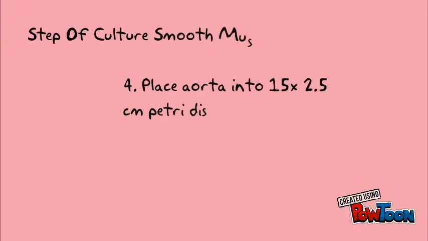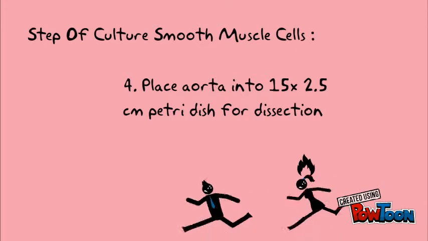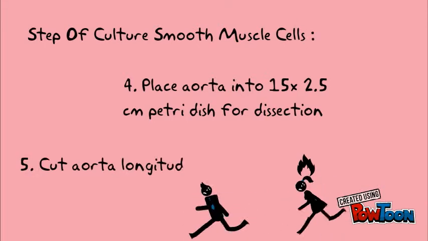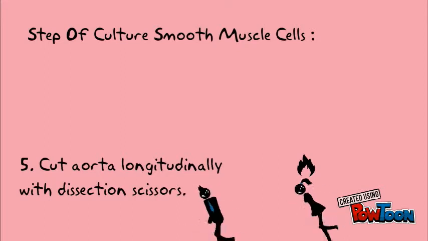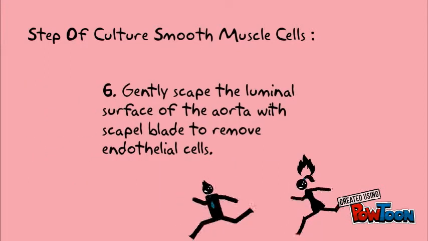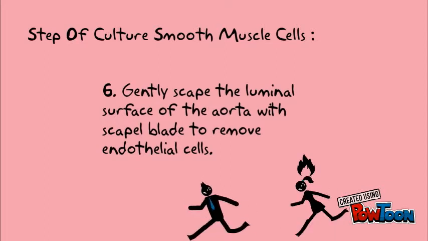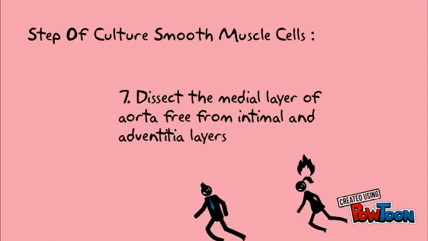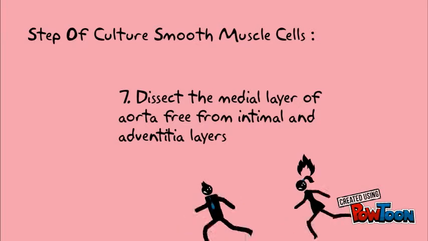Then, place the aorta into a 15 by 2.5 cm Petri dish for dissection and cut the aorta longitudinally with dissection scissors. Gently scrape the luminal surface of the aorta with a scalpel blade to remove endothelial cells and dissect the medial layer of the aorta free from the intimal and adventitial layers.